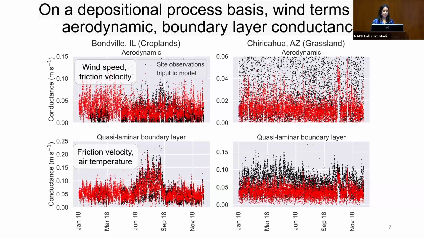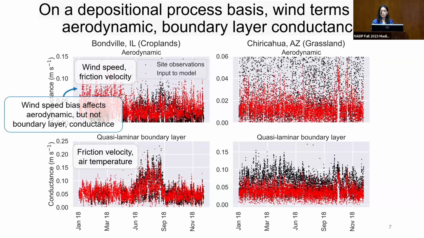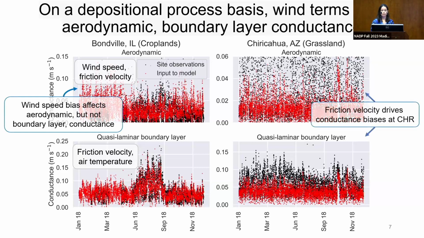For the aerodynamic conductances, the terms that influence it are wind speed and friction velocity, and for the boundary layer resistances, friction velocity and air temperature are the deciding factors. We can see from this that the wind speed bias I had shown on the prior slide, at least for Bondville, affects the aerodynamic but not boundary layer conductance. The wind speed bias doesn't necessarily feed through all the way to the boundary layer. But in the case of Chiricahua, where we saw those friction velocity biases that I had highlighted, we can see biases in both the aerodynamic and quasi-laminar boundary layer conductances.